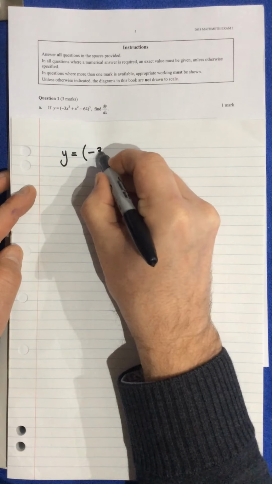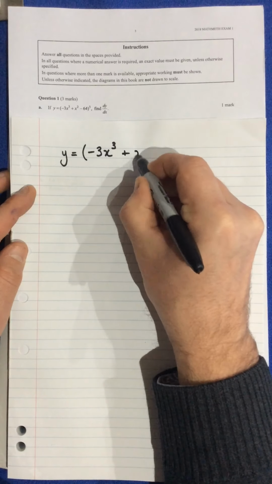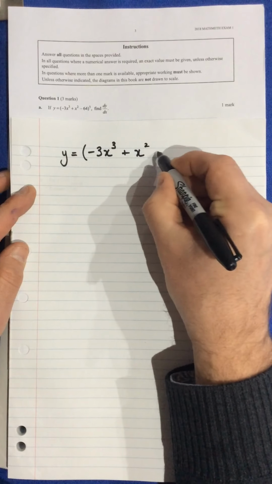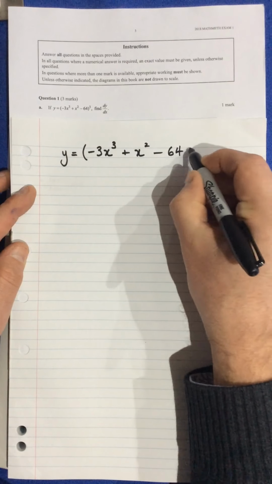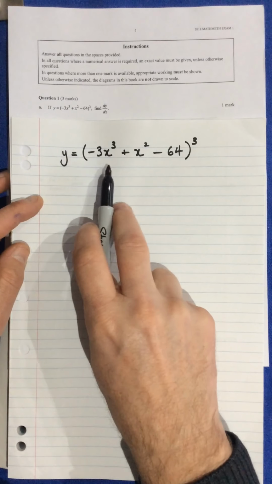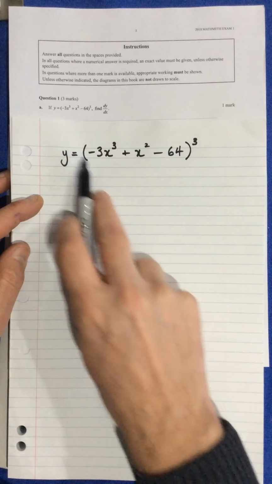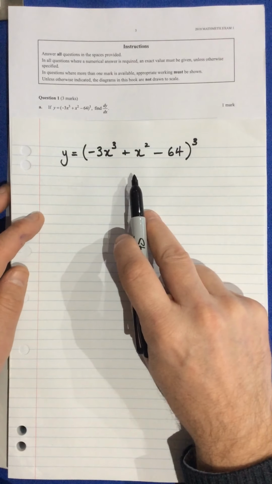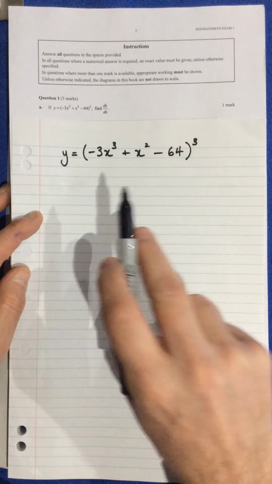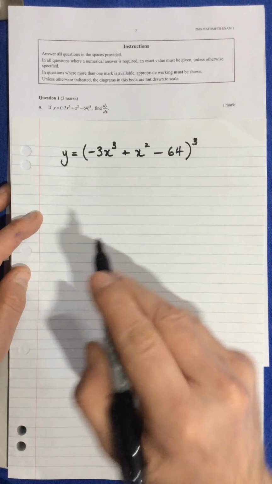I'm not sure how easily visible that question is. So that's y, and so we've got minus 3 times x cubed plus x squared minus 64, all cubed, and I want to find the derivative of that with respect to x. So this is a classic chain rule.